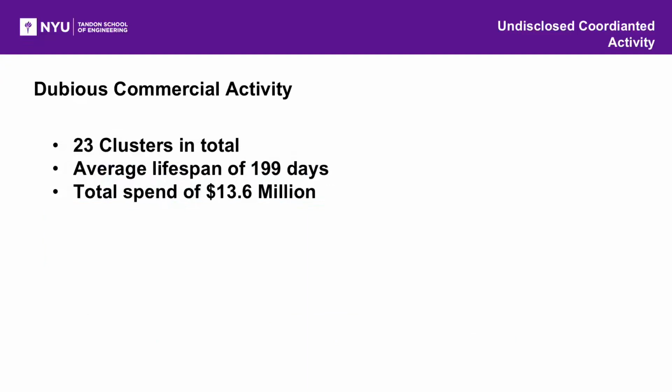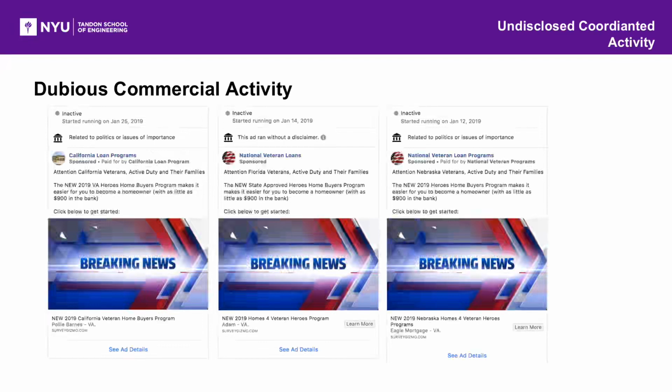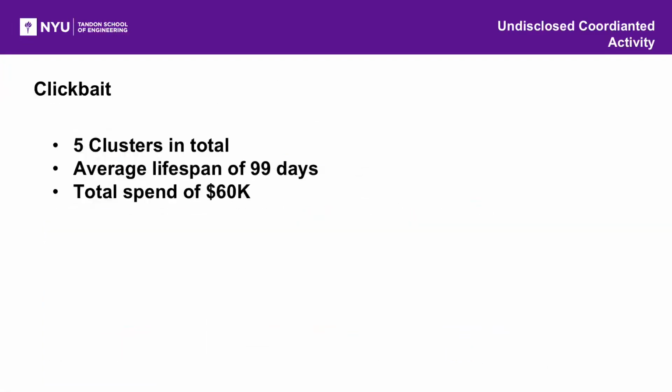We also found what was to us a surprising amount of dubious commercial activity, lots of scammy loan offerings, fake health insurance, overpriced investment products. We found 23 clusters of this type with a total spend of $13.6 million, and an average lifespan of 199 days. So here's an example of that. These are kind of scammy loan offerings that are aimed at people based on their veteran status, or there are some that are tailored to each state. They're a little bit all over the place.